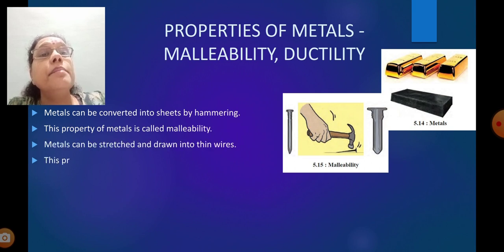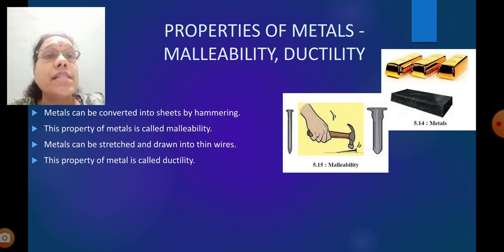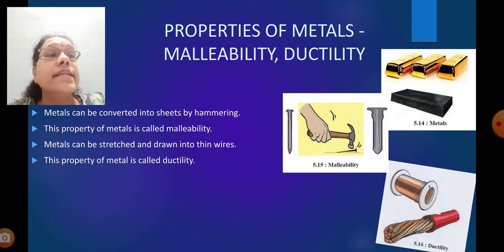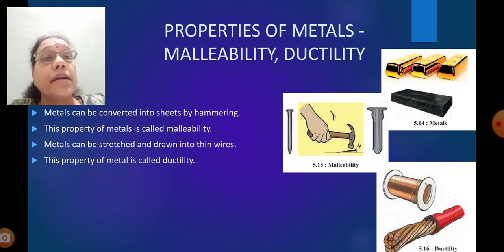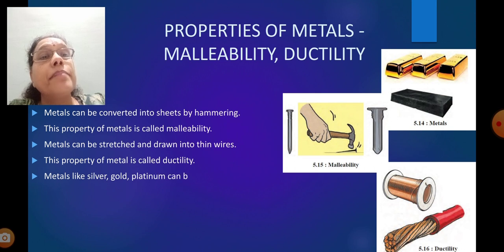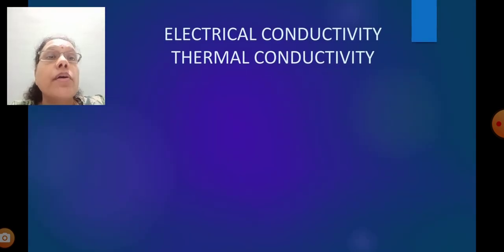And metals can be stretched and drawn into thin wires also. We want wires in many places. In the electrical connection, what do we use? Copper wire. This property of metal is called ductility. See here, copper wire. Very thin wires also we can make. Metals like silver, gold and platinum can be drawn into thin wires, so they are used for making ornaments.